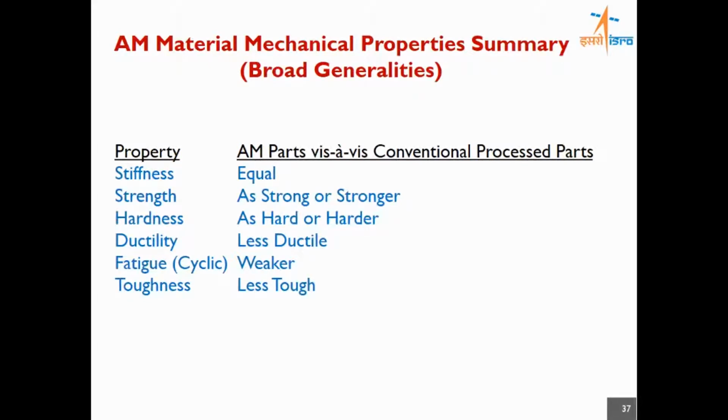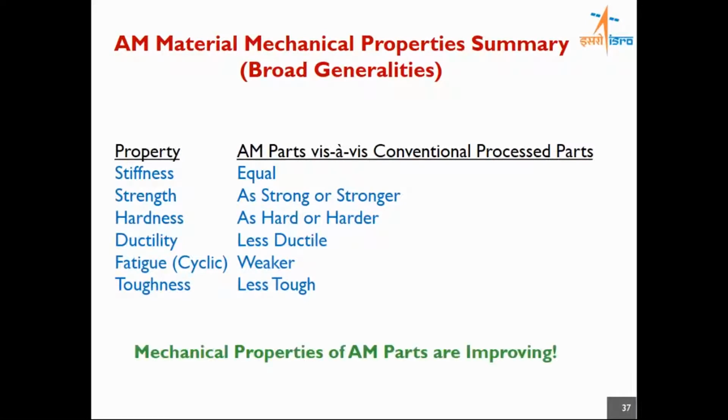And again, toughness: because these have finer grains, the toughness sometimes is not as high as in the case of conventional parts. But we see that with so much R&D being done in these areas, the properties of these AM parts are being improved daily. Many of these machine makers or service providers come up with different optimization of parameters or post processing techniques to achieve better and better mechanical properties.